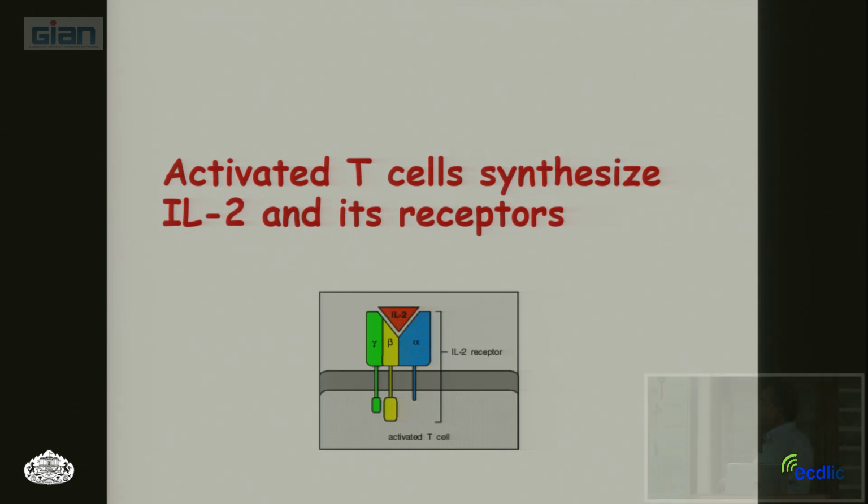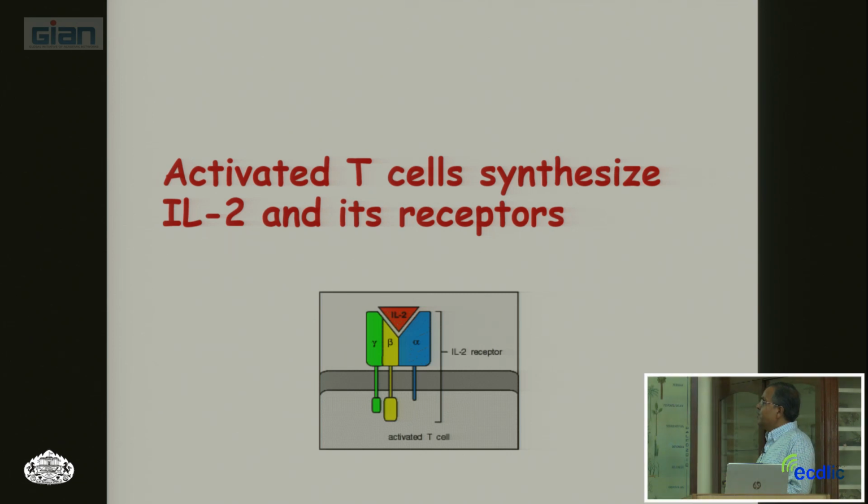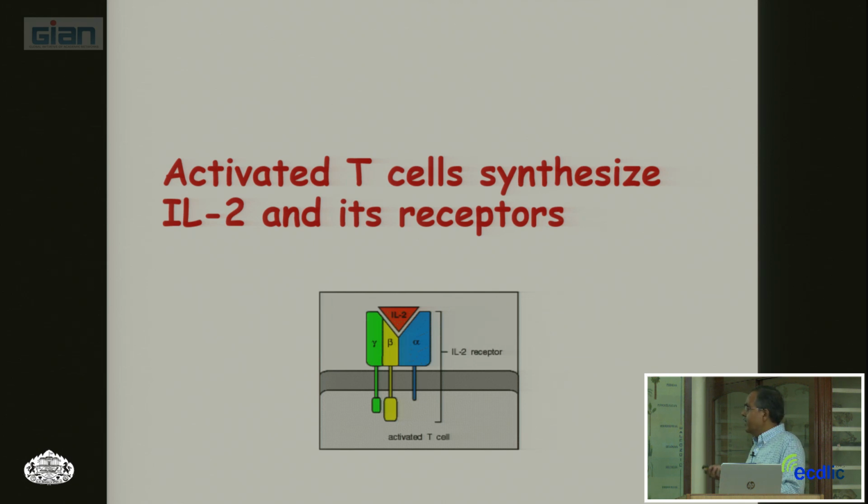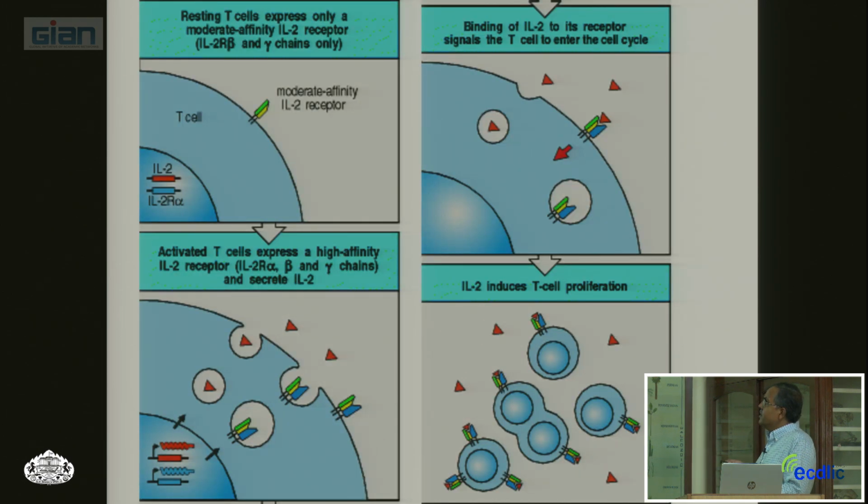Activated T cells synthesize IL-2 and IL-2 receptor. I am not going to go into detail about what IL-2 does, but it is important to remember that once this whole antigen presentation and activation happens, this is the molecule which comes into the picture to induce proliferation of those T cells to generate effector T cells. So here is a simple cartoon. Resting T cells express only a moderate affinity IL-2 receptor, but once they get activated, they start expressing the high affinity IL-2 receptor. And when IL-2 is in the surrounding, these receptors get activated and induce T cell proliferation.